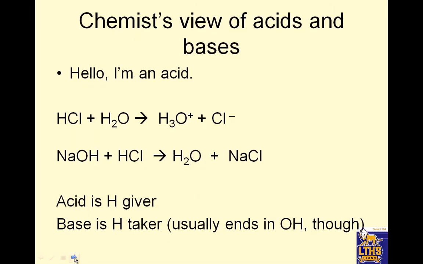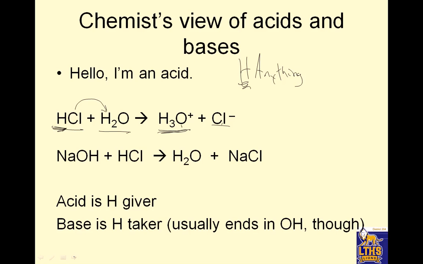Now the chemistry of acids and bases. First of all, acids, I would say, hello, I'm an acid. So if I start with H anything, it's an acid. The chemistry of an acid and a base: HCl and water makes H3O positive and Cl negative. An acid is an H giver. Do you see how HCl, hydrochloric acid, gave its H to water to make H3O positive, leaving Cl negative?